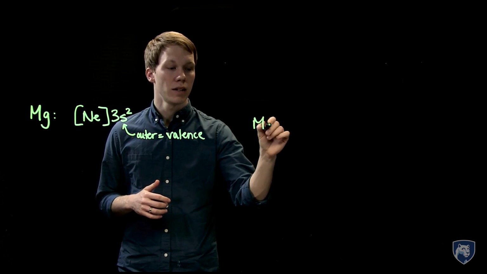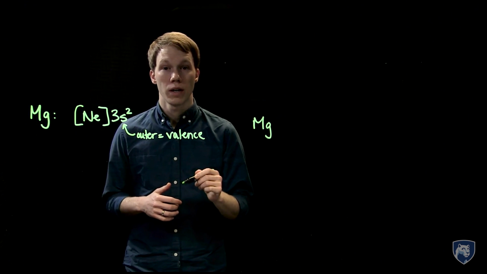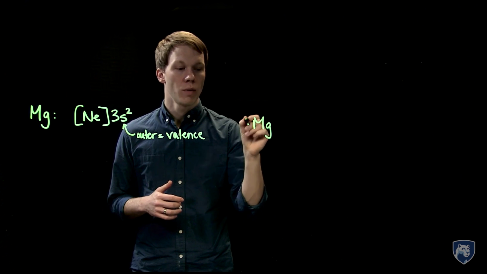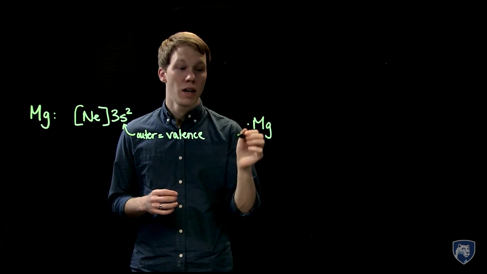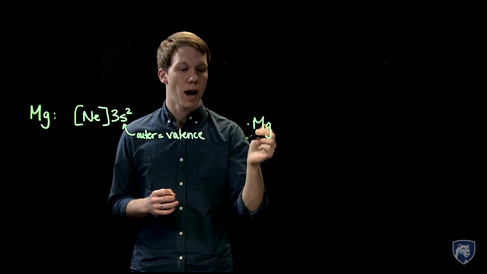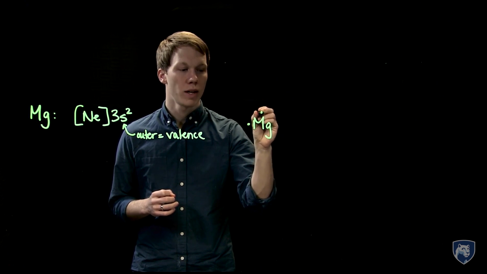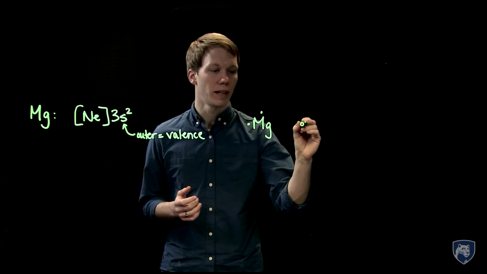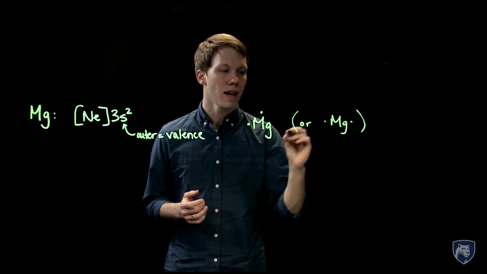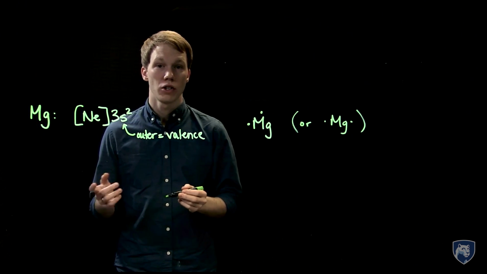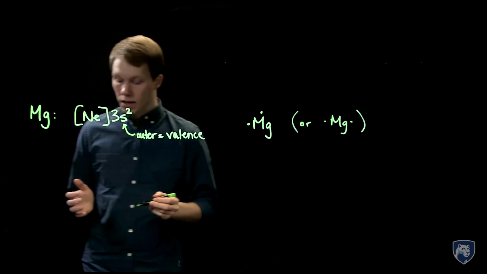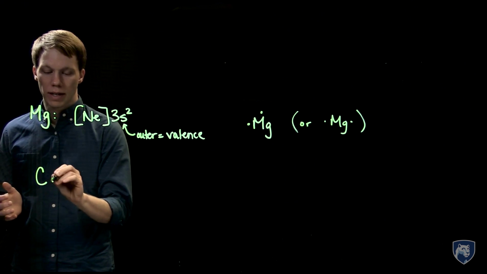We can write a Lewis dot structure for magnesium representing its valence electrons as individual dots. We place these individual electrons around each side of my elemental symbol as if it were a box. So I place one here and one here. This would be equivalent to putting them on opposite sides. So it does not matter where you place those electrons, just as long as they are placed individually before pairing them. Another example we can look at is carbon.